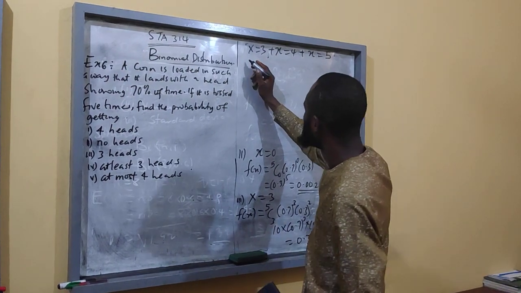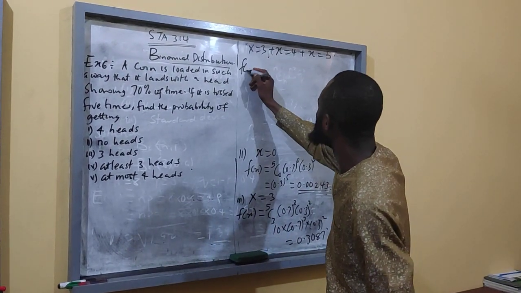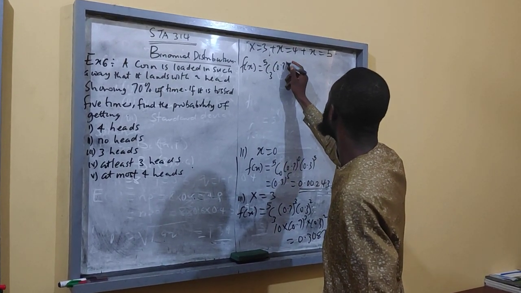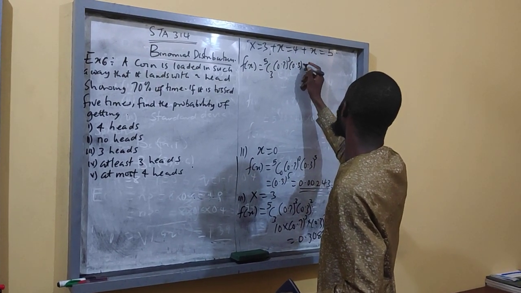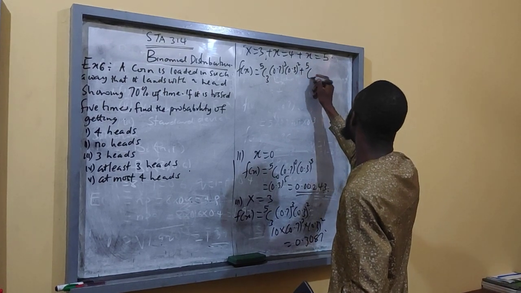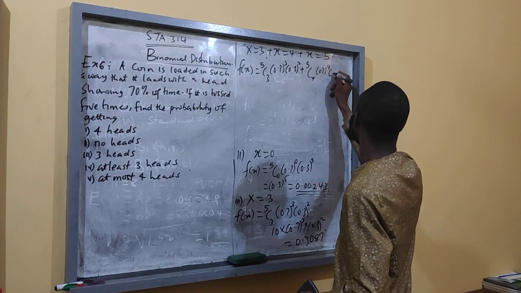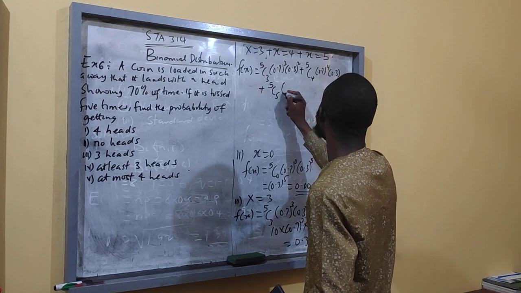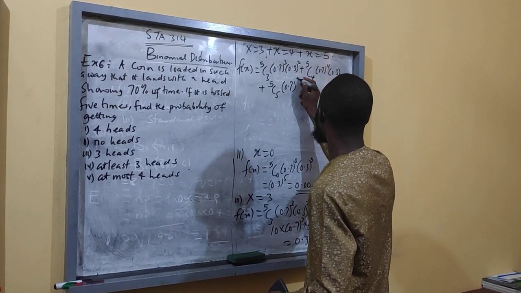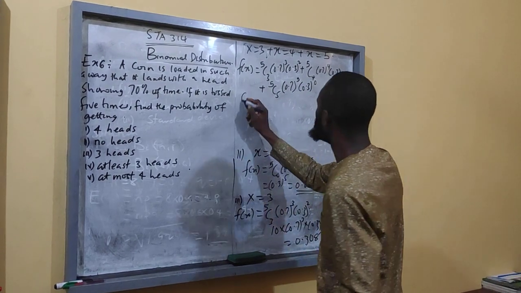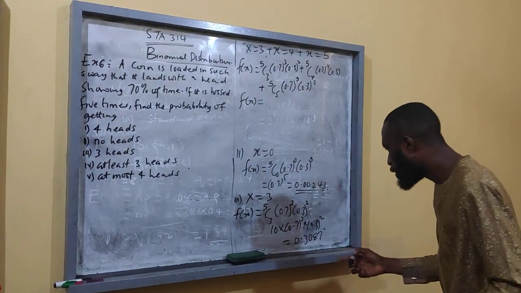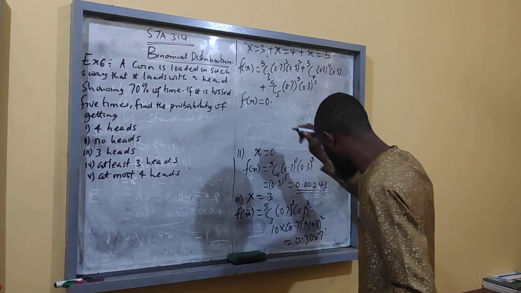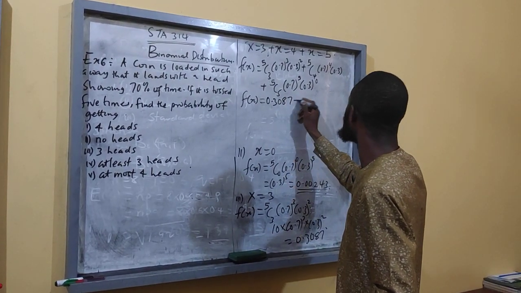Now, when s is equal to 3, our probability will be 5 combination 3, 0.7 raised to power 3, 0.3 raised to power 2, plus when s is 4, 5 combination 4, 0.7 raised to power 4, 0.3 raised to power 1, plus when s is 5, 5 combination 5, 0.7 raised to power 5, 0.3 raised to power 0. Then if you press the calculator, we have calculated when s is 3, which is 0.3087, plus when s is 4.